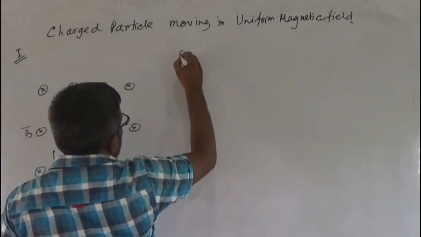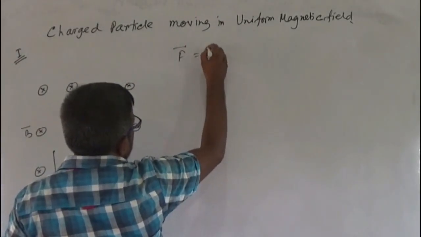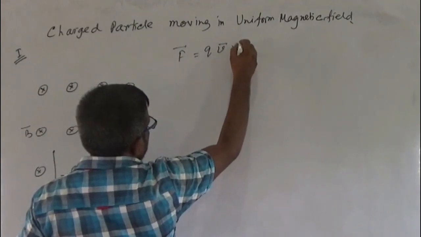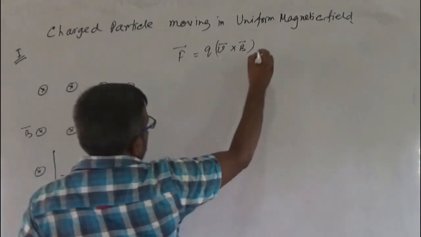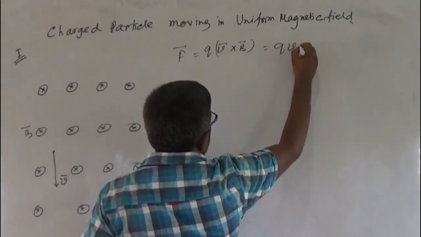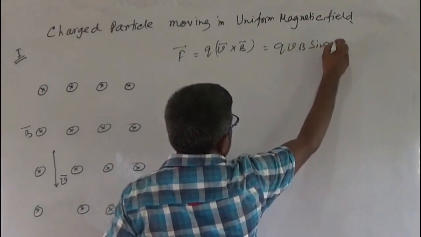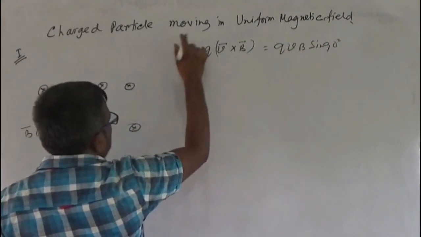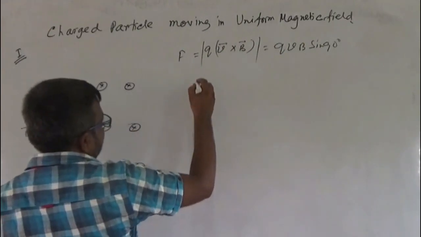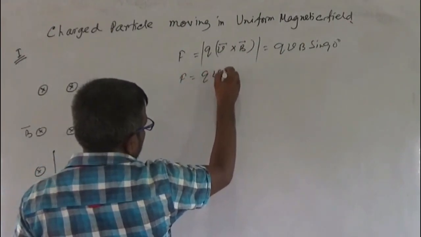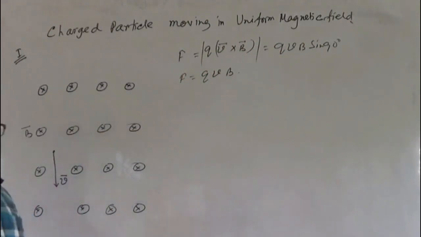Then the force on the charged particle q is F equals q into v cross B, which is equal to qvB sin 90 degrees. Therefore, F is equal to qvB. And what will be its direction?